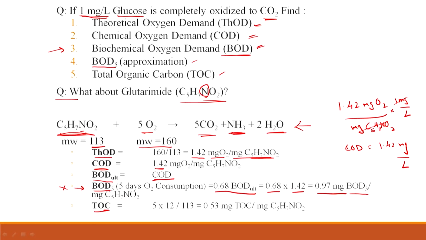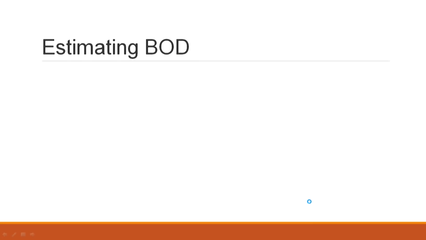Total organic carbon is, obviously, 5 into 12, the molecular weight of carbon, per 113 grams of C5H7NO2. So it is 0.53 total organic carbon per milligram of C5H7NO2. That is something to keep in mind, just petty calculations to get your juices flowing. Now, estimating BOD.